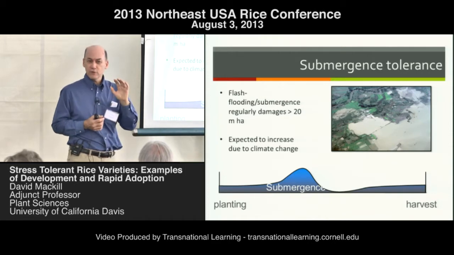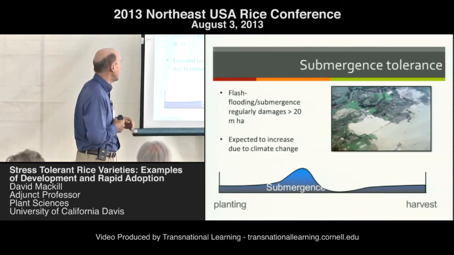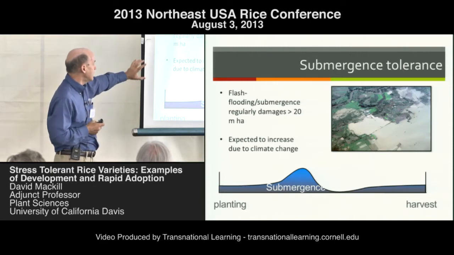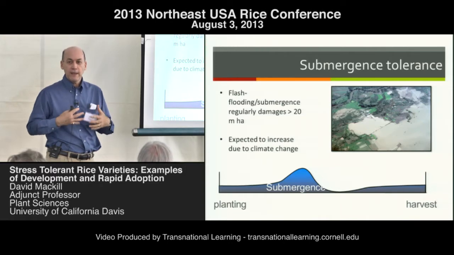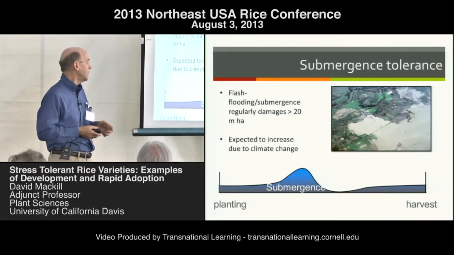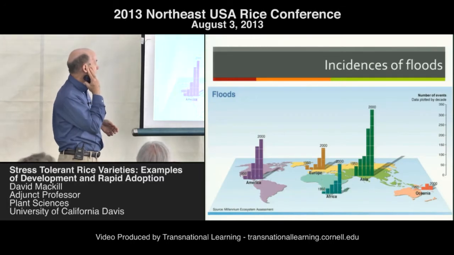It's submergence, which is short-term flooding. And so it's a kind of a different trade than the deep water trade. And also, I just wanted to comment that there's an expectation that this problem may increase in the future because of climate change. And I just had a graph that shows flood incidence occurrences over different decades.